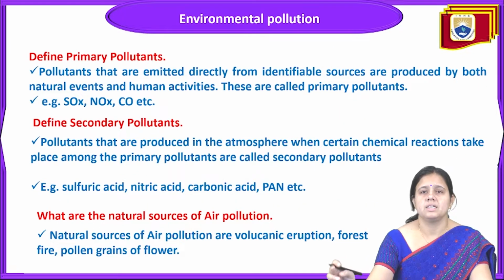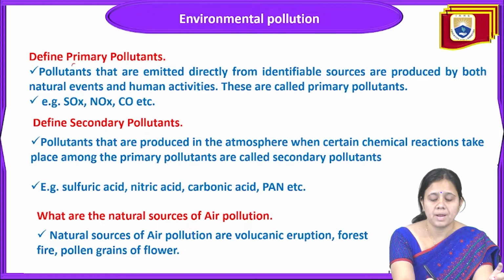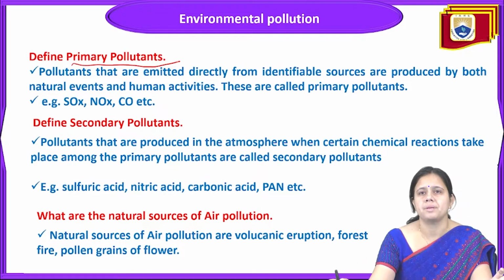Now next is to define the term primary pollutant. Now we'll come to the topic of primary pollutant. What is a primary pollutant? As we already understand, pollutants are those agents or things that cause pollution, and they are of two types: primary pollutant and secondary pollutant. So, define the term primary pollutant.